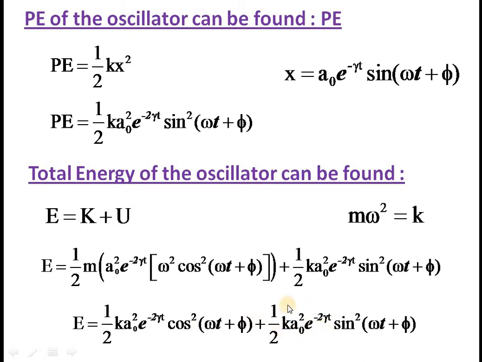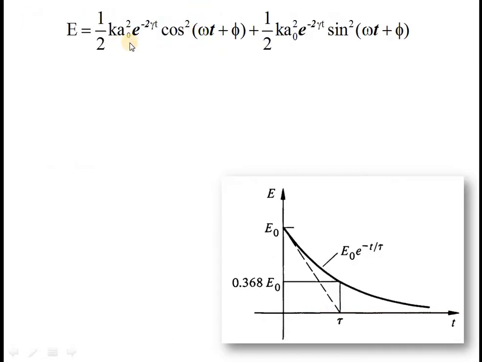In both terms, the first part is common. The factor half k a0 square e raised to minus 2 gamma t is constant, so you can take it outside. What we get is cos square omega t plus phi plus sin square omega t plus phi, which will be 1. So the total energy at any instant is equal to half k a0 square e raised to minus 2 gamma t. With respect to time, energy will decrease. It shows that energy decreases with time. You can actually plot it like this, and you get a graph like this. This dark line is the plot of energy with respect to time.